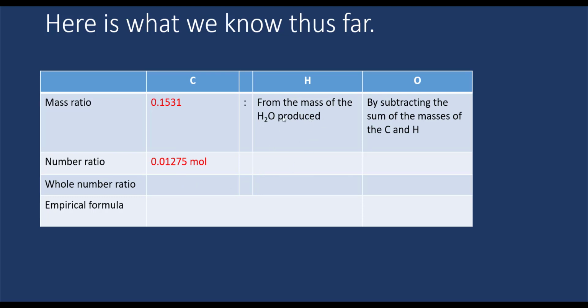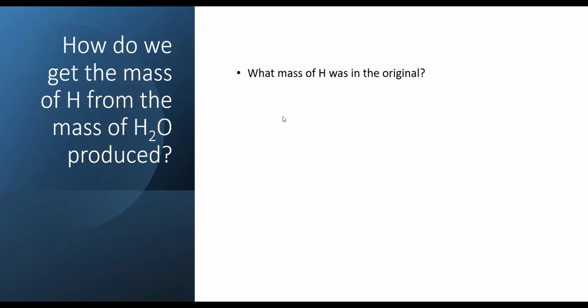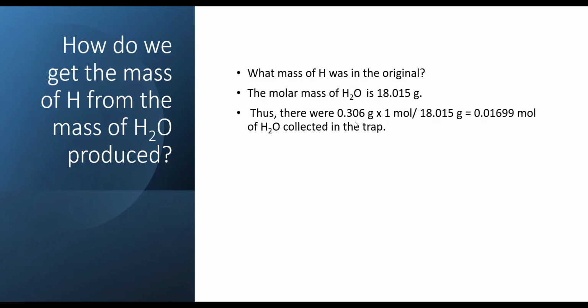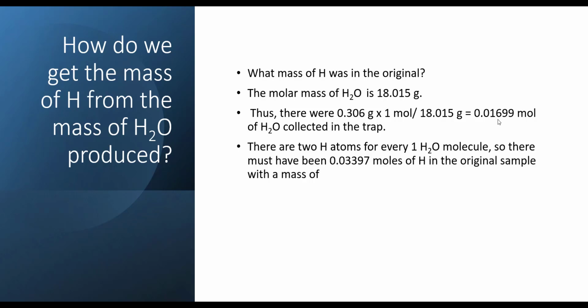We're going to figure out the mass of the water in the trap and divide by its molar mass. How much water was in the trap? 0.306. The molar mass of water is 18. I divide them. I get the number of moles of water. This time we're careful. We say, yeah, but that's not the number of moles of hydrogen because there's 2 hydrogens in every water molecule. So I have to double this number to get 0.03397 moles of hydrogen. But once I have it, I just multiply by 1.008, the molar mass of hydrogen, to get the mass of the hydrogen in the original sample. Multiplying gives me 0.03424. I'm ready to fill in the next part of the table.